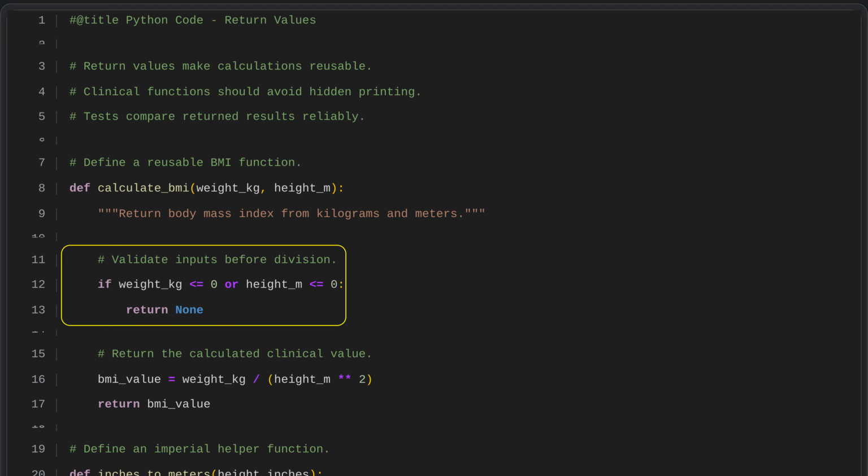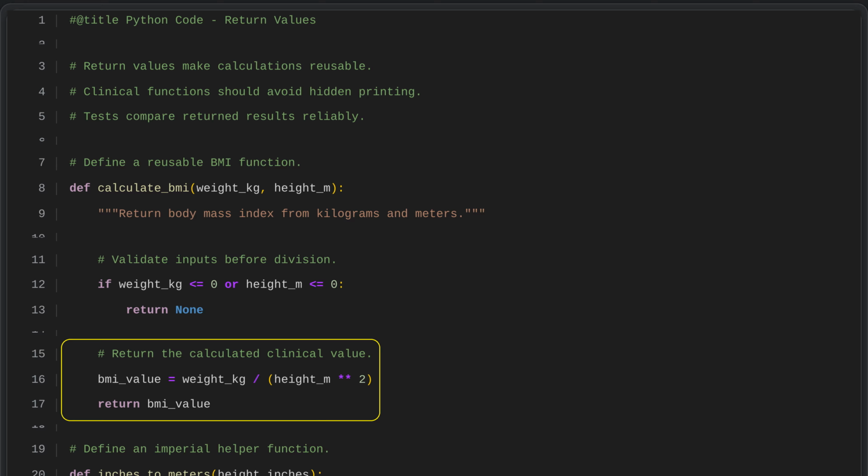Before calculating body mass index, the code checks that both weight and height are greater than 0. This prevents invalid calculations, such as dividing by 0 or using non-positive values. If either input is invalid, the function returns none instead of continuing. This code calculates body mass index by dividing weight in kilograms by height in meters squared. The result helps indicate whether a person is underweight, healthy, or overweight, and the function returns it for later use or analysis.